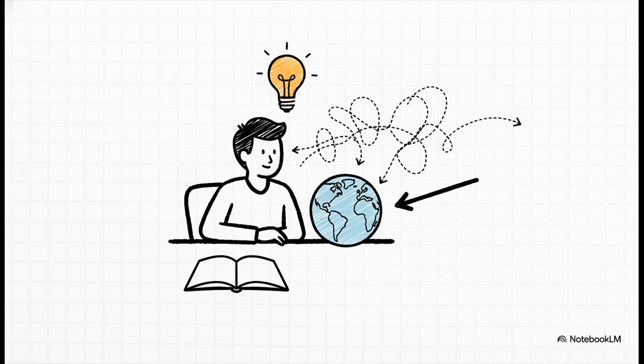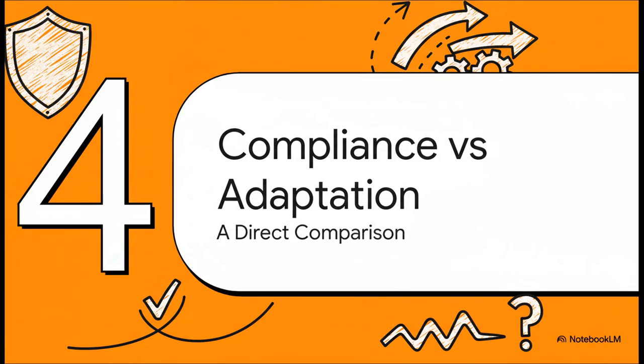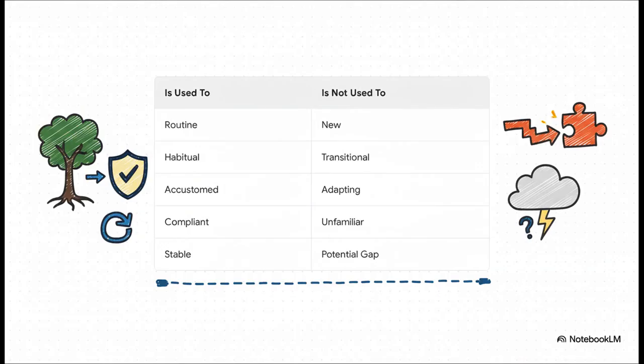Okay, so this is really the crucial point, understanding the direct implications of your choice between these two forms. Let's put them right next to each other to make the contrast absolutely crystal clear. Look at the language here. On the left with "is used to," you get words like routine, habitual, and compliant. It projects total stability. But on the right with "is not used to," you've got new, transitional, and adapting. It signals unfamiliarity and, most critically, a potential gap. One side describes a fortress, the other describes a fortress that's still under construction.